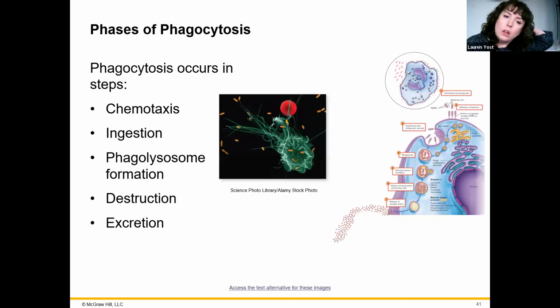Yeah. All right. Here's the steps of phagocytosis. There's a picture here with more words on it, but basically we have chemotaxis. You guys remember what that is? We have some sort of chemical signal that has drawn something into an area.